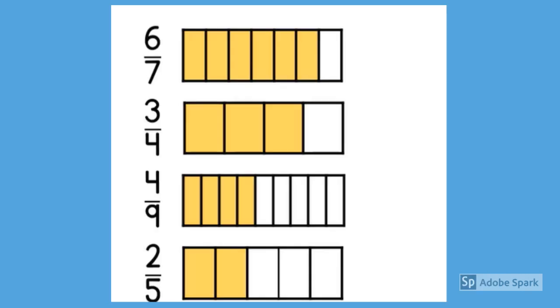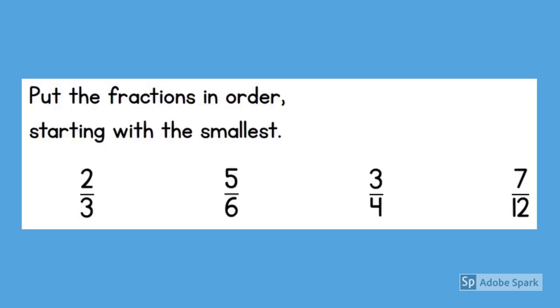So here we can see that 6/7 was the greatest, followed by 3/4, 4/9 and 2/5. So let's have a go at this next question, putting the fractions in order, starting with the smallest. I can see that the numerators are different and the denominators are different. Perhaps I could use bar models. Or maybe I could use equivalent fractions. Pause the video and have a go.